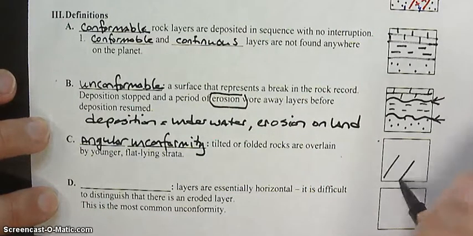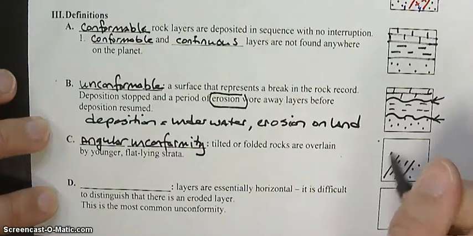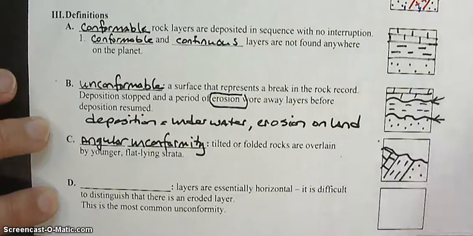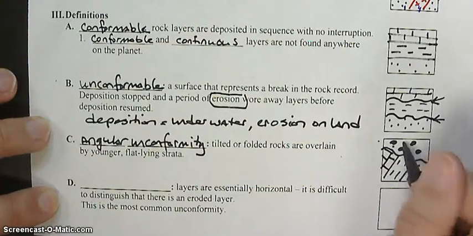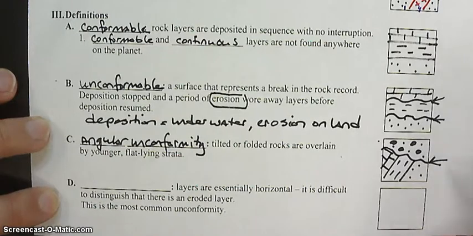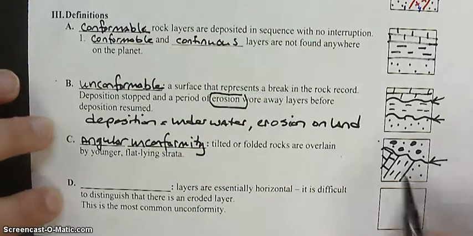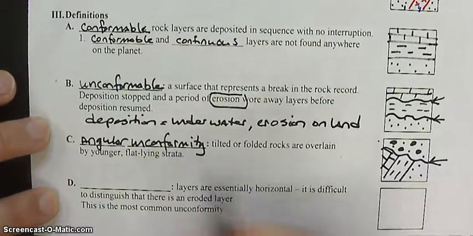So in this case, we have our same three layers, but they've been tilted, and then some erosion, and now let's just put a conglomerate on top. So that's the erosion right there. Everything's angled underneath it, so we have an angular unconformity.